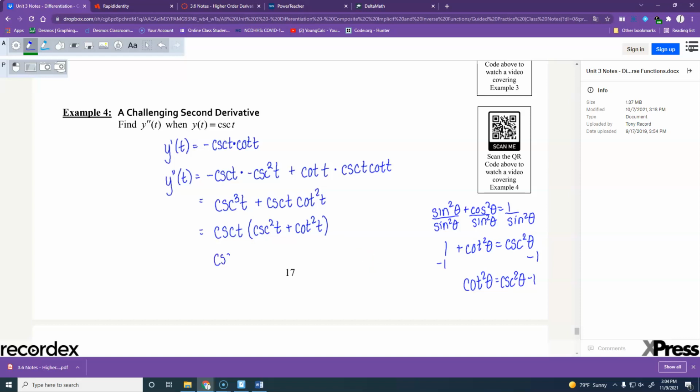So I could write this as cosecant t times cosecant squared t plus cosecant squared t minus 1. So this could be cosecant t times 2 cosecant squared t minus 1.